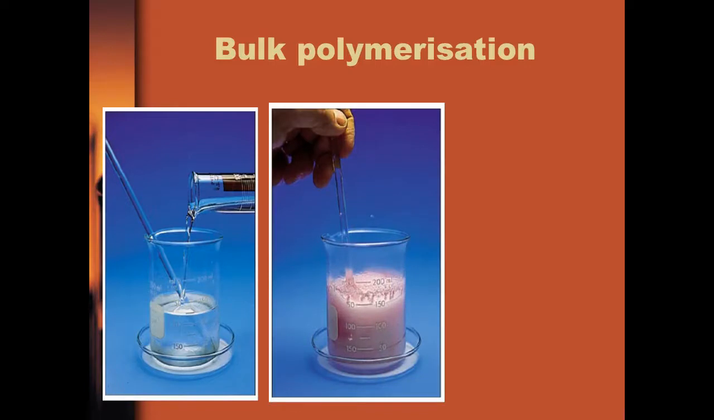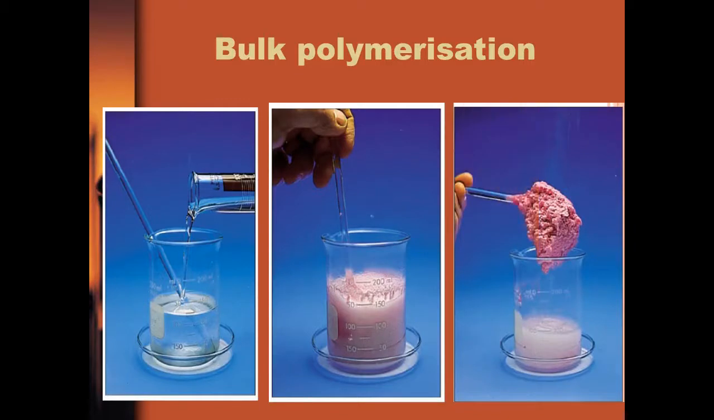After some time the monomer is formed into a pink colored mass, and finally after the completion of the reaction, that is, after completion of the polymerization, we get a solid product like shown in the picture. So this bulk polymerization is a very simple method. Just the monomer is mixed to get a polymer.